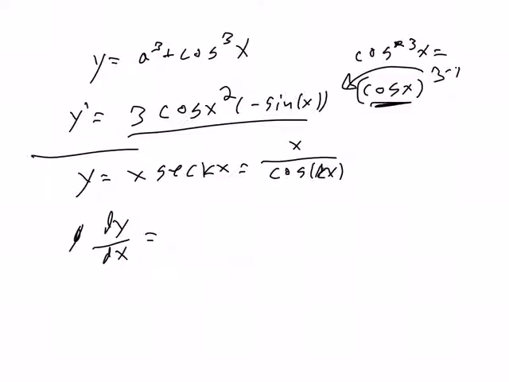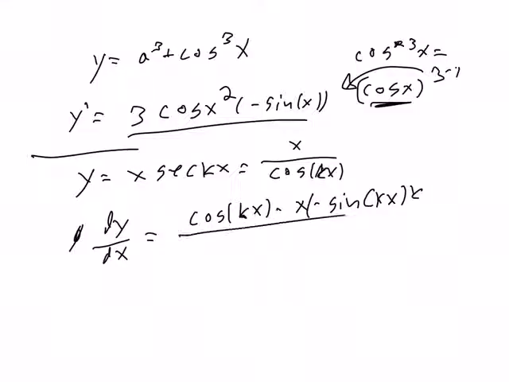So now we're going to use the quotient rule over here. We're going to have cosine kx times the derivative of x, which is 1, minus x times the derivative of cosine kx, which is negative sine kx, right, because the inside function remains the same, times the derivative of kx, which is just k. All this over cosine kx squared.